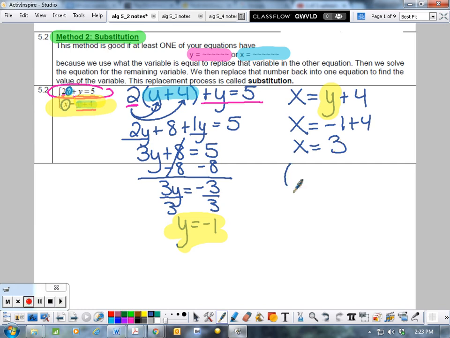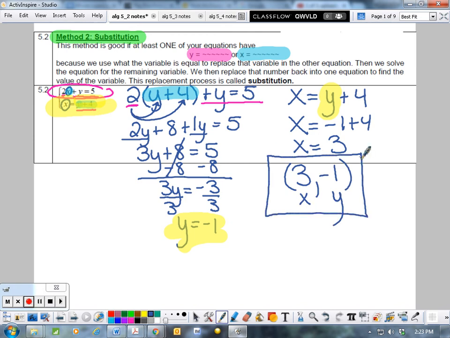What is the solution? These lines intersect at the point (3, -1), because remember, this is a coordinate with an x value first and a y value second, and that is our solution.